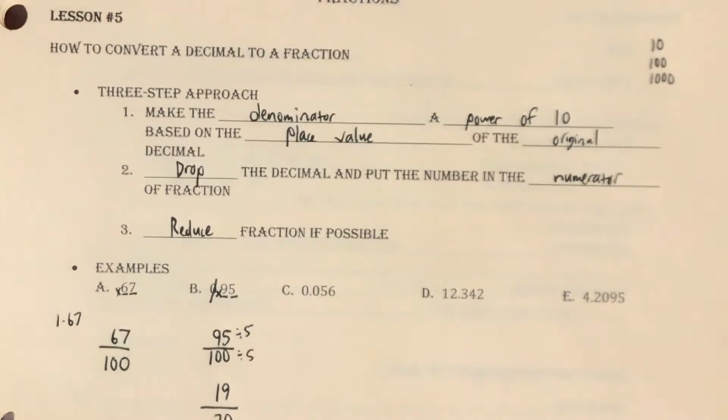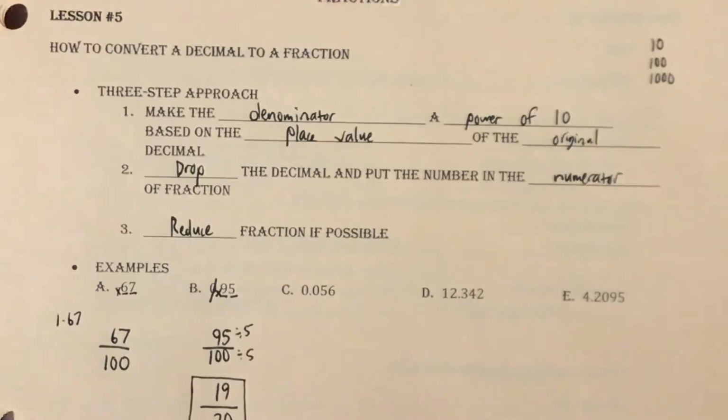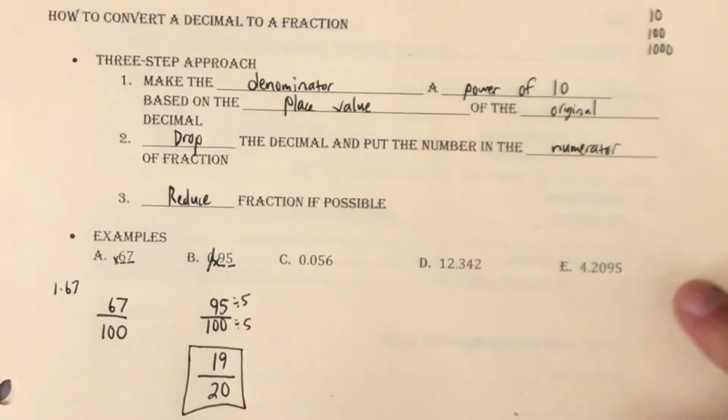Well, 19/20, those numbers are right next to each other, which means they cannot have a number other than 1 in common. So that is my final simplified fraction of 19/20. And let me move this up a little bit. Had that cut off just barely at the bottom.